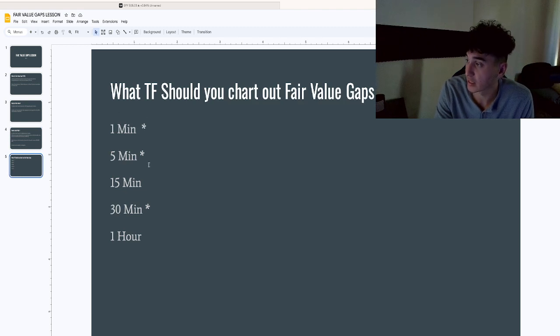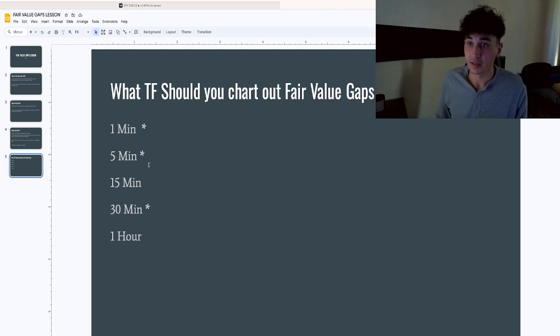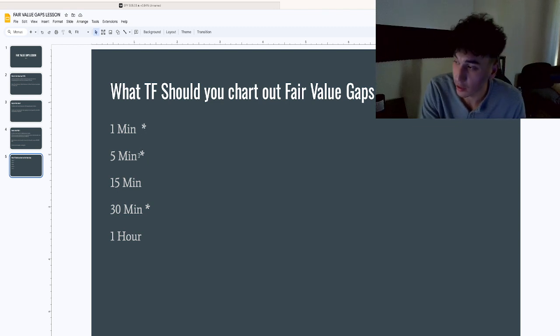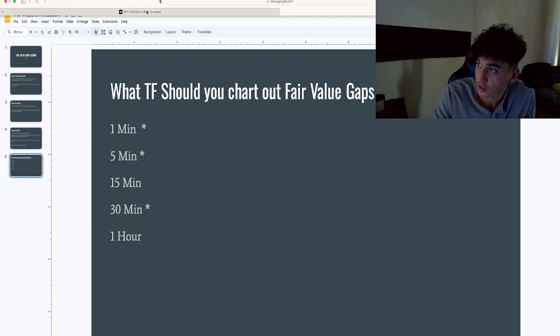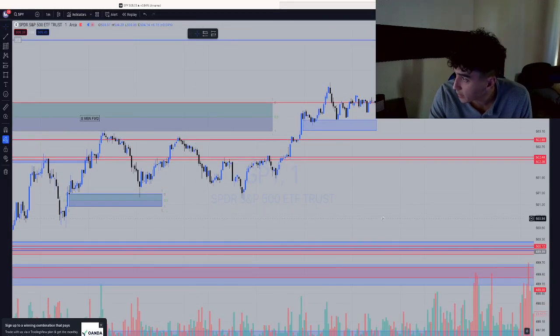But moving on to the last slide within the slideshow: what are some time frames that you should chart out fair value gaps on, right? Because like I mentioned, the gaps are pretty much imbalances, areas that the market wants to regain its value from. So typically we want to mark out those areas. What time frames should we mark those areas out from? You can do it from many different time frames. I'm sure everyone is different, but the ones that I had marked out with a star next to them are the time frames that I personally use the most and that I see the most success with when drawing fair value gaps. So the 1 minute, 5 minute, and then 30 minute. So let's hop on into the charts and get things started.